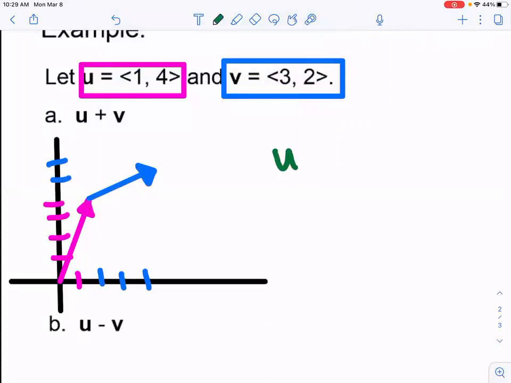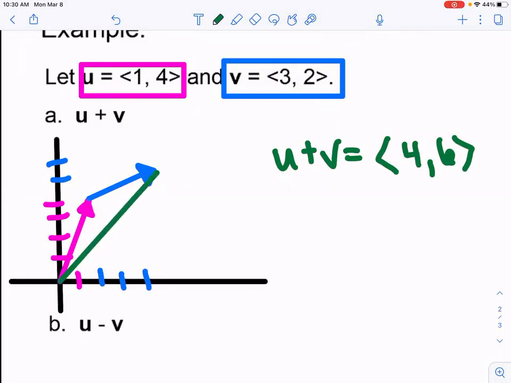Now, some of you think this is silly. Vector u plus v. What do we really need to do? What's 1 plus 3? 4. What is 4 plus 2? Our resultant vector is 4, 6. But look, when I actually connect these, I went over 4, up 6. Geometrically, that is how we get it. But yes, it's fine to just add the components together. Boom, you're done.